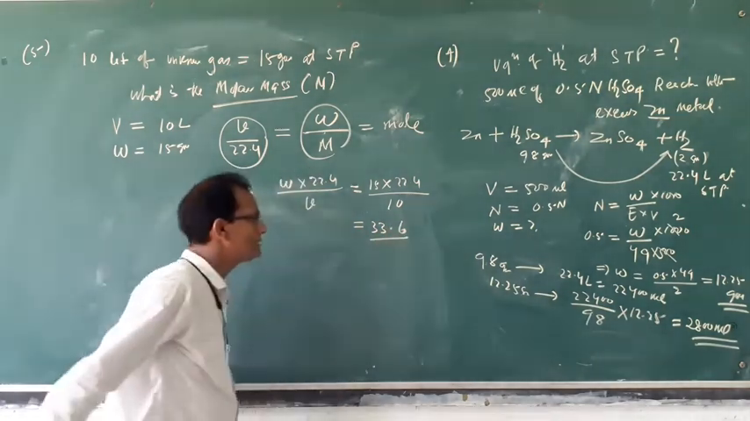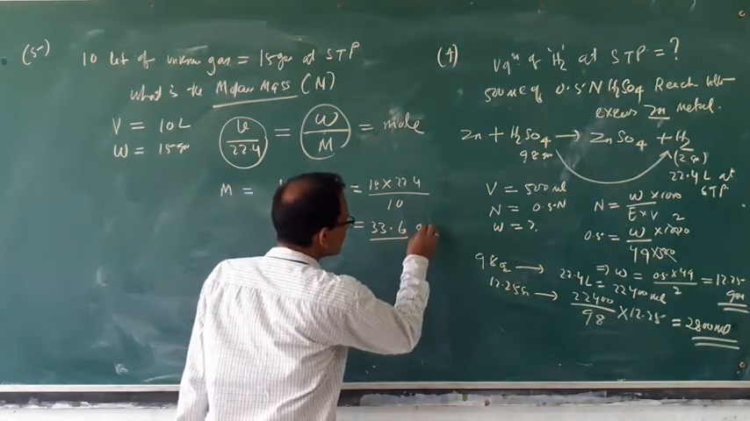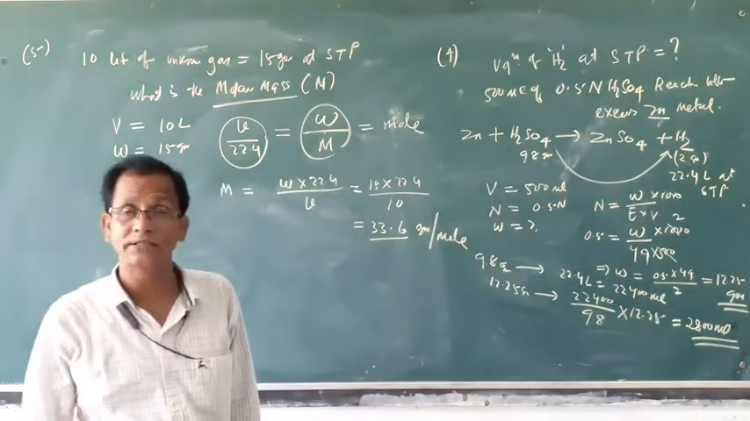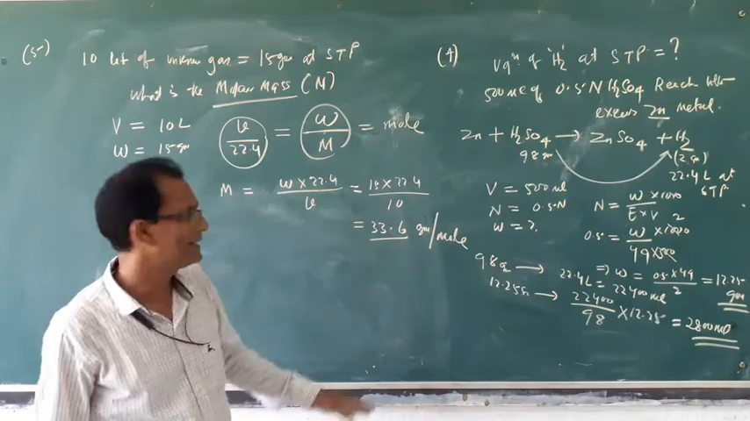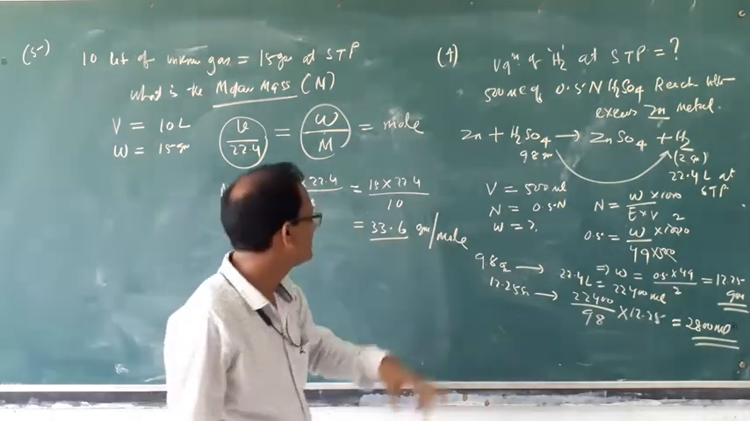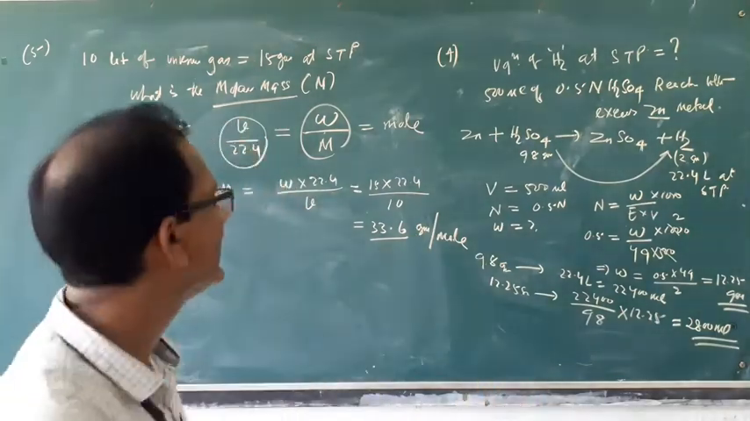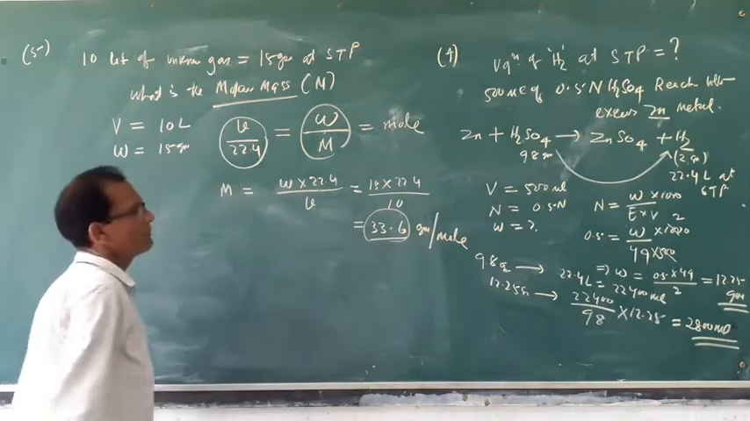33.6 is the molar mass, means this much of gram per mole. When molar mass is asked, always write this much of gram per mole. Gram per mole means per mole this much mass. That is molar mass. Molecular weight in gram. So 33.6 is the molar mass of the compound.